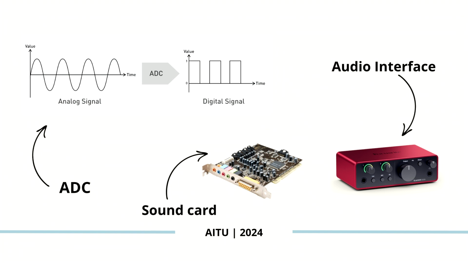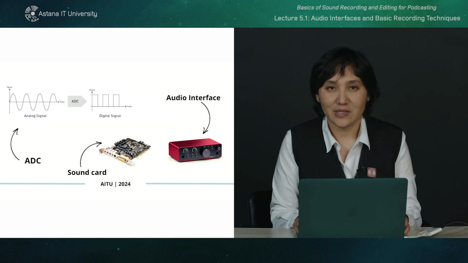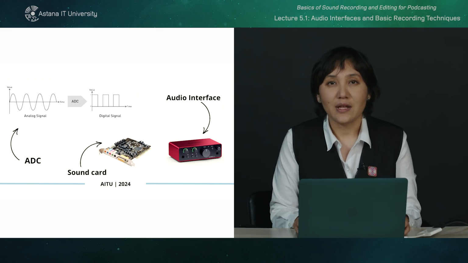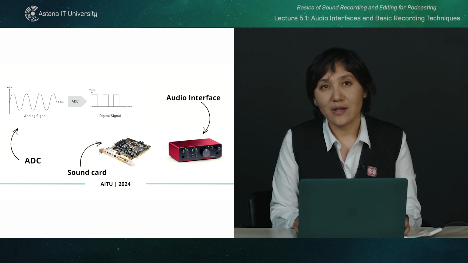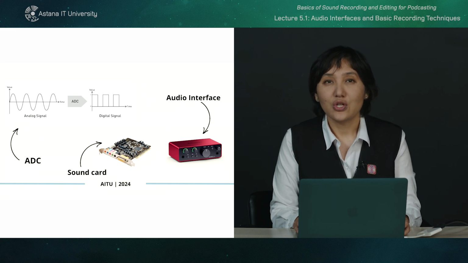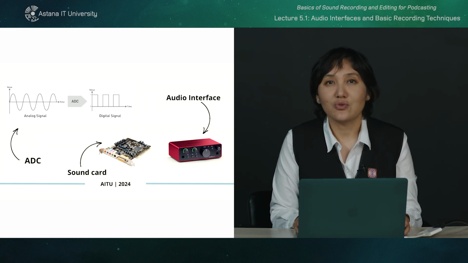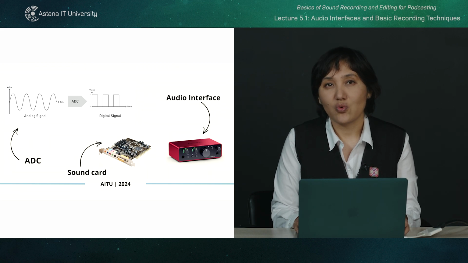What do audio interfaces do? At their core, audio interfaces convert analog signals from microphones or instruments into digital signals. This is called analog to digital conversion, AD. They also perform digital to analog, DA, conversion, to allow you to hear the playback of your recording.